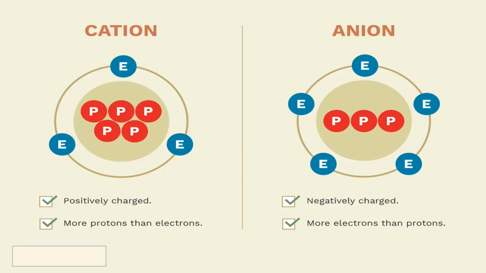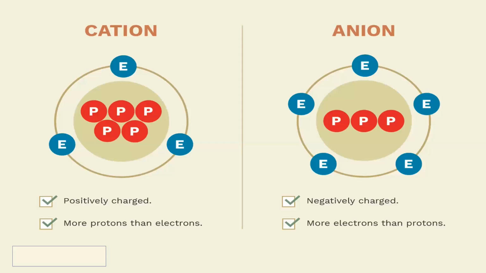Since the cation loses two or more electrons, it becomes positively charged. A neutral atom usually has the same number of protons and electrons. But during ionic bonding, if it loses one electron or two electrons, then the number of protons will become bigger than the number of electrons in that particular element. So that is a cation.